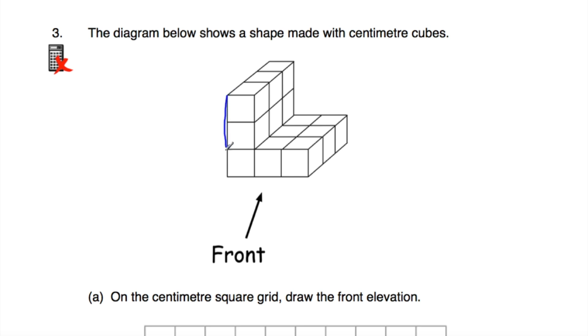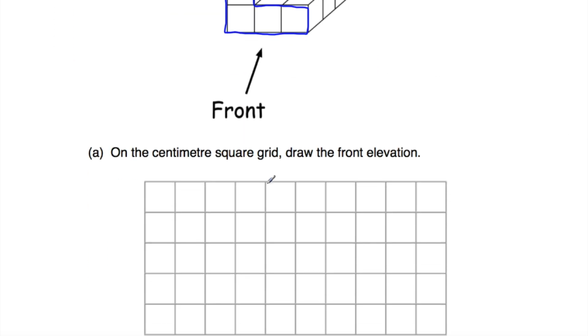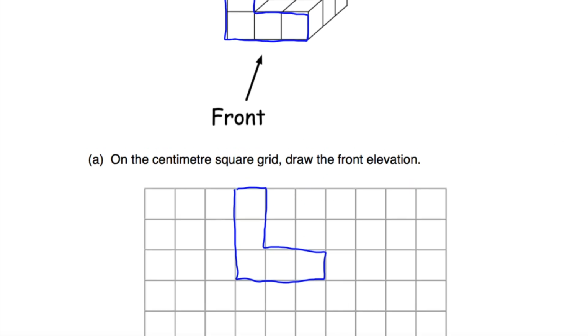So the front elevation, it would be down 3, across 3, up 1, across 2, back up 2, and across 1. So it'll be that shape there. So let's draw that as the front elevation. So it'd be down 3, across 3, up 1, across 2, up 2, and across 1. Obviously use a ruler and pencil whenever you're drawing these, but that's my little sketch of the front elevation there.